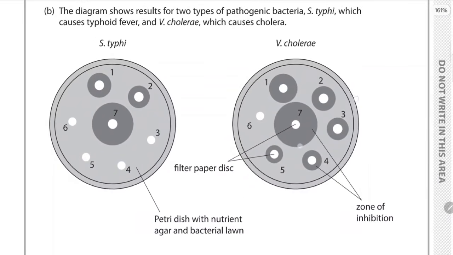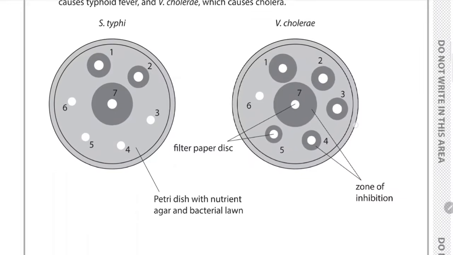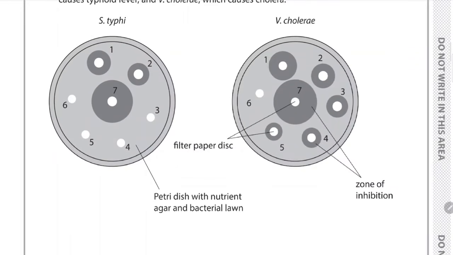Okay, the diagram shows results for two types of pathogenic bacteria, S. typhi, which causes typhoid fever, and V. cholerae, which causes cholera. And we can see that we have the filter paper discs distributed, and these are the zones of inhibition seen.